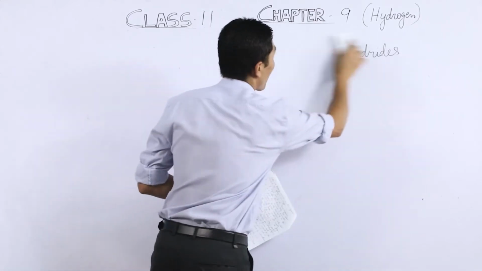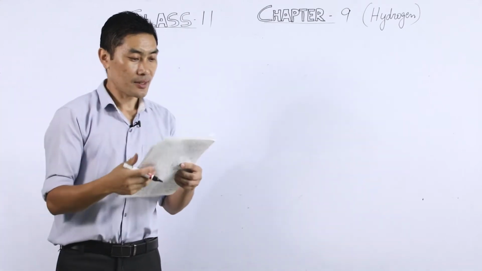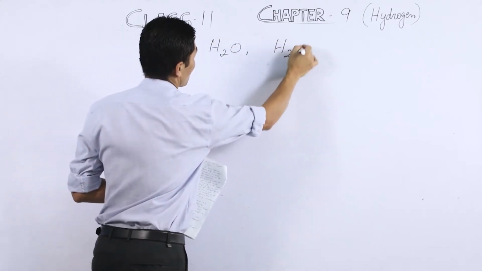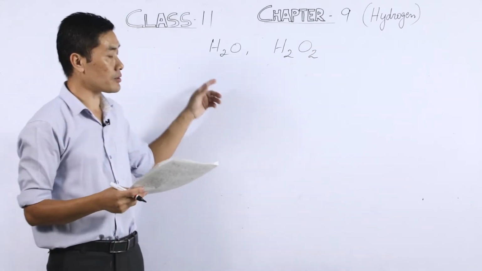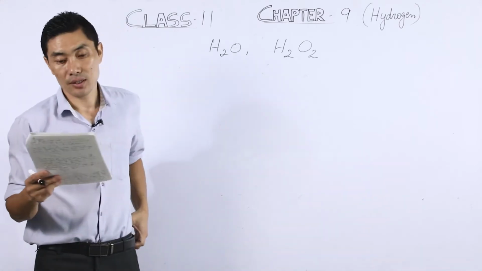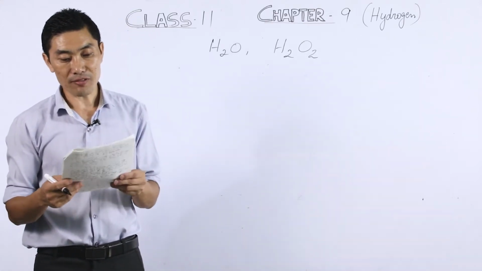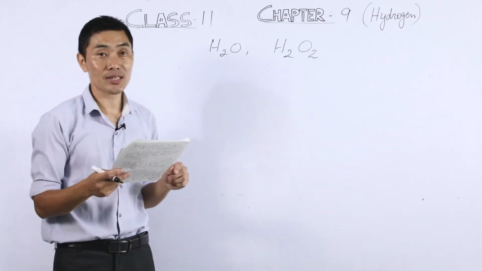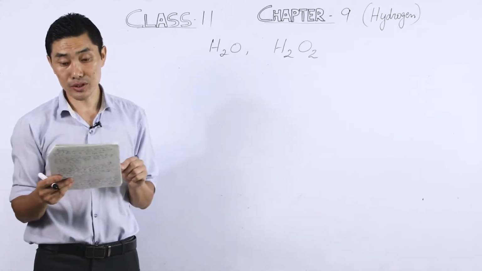Now let us see some compounds that are formed by hydrogen. Water, that is H2O, and hydrogen peroxide, H2O2, are two very important compounds. These are oxides of hydrogen, and we will see a little about these two compounds one by one. Now, water is a major part of all living organisms, and the human body has about 65% water, and some plants have as much as 95% water.